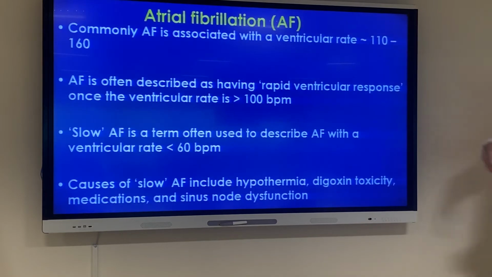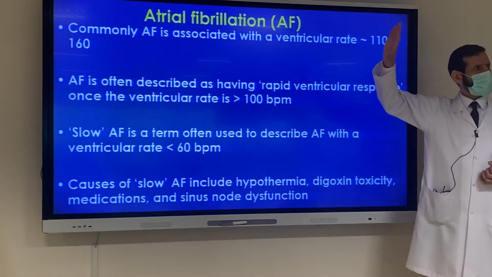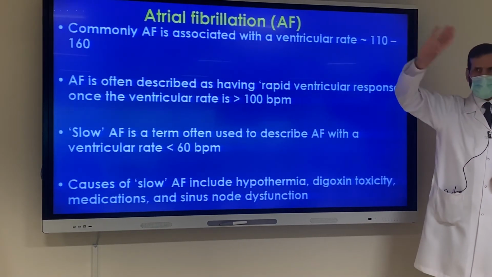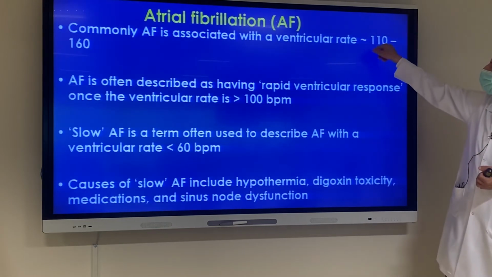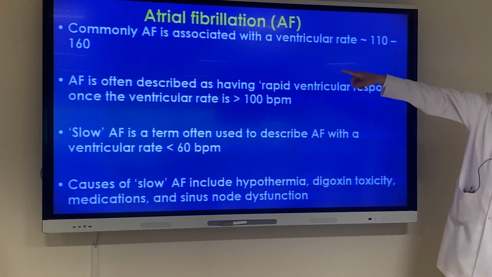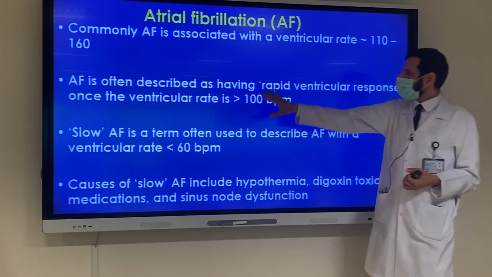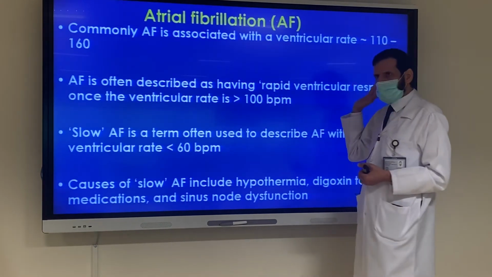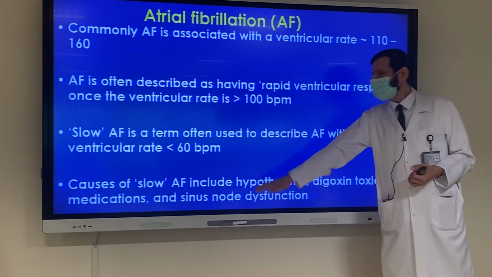Commonly, we know the rate in the atrium is 350 to 500. It is very fast in the atrium. But the conduction normally, or most of the time, is between 110 to 160. And when the rate is above 100, we call it rapid ventricular response. If less than 60, slow ventricular response.